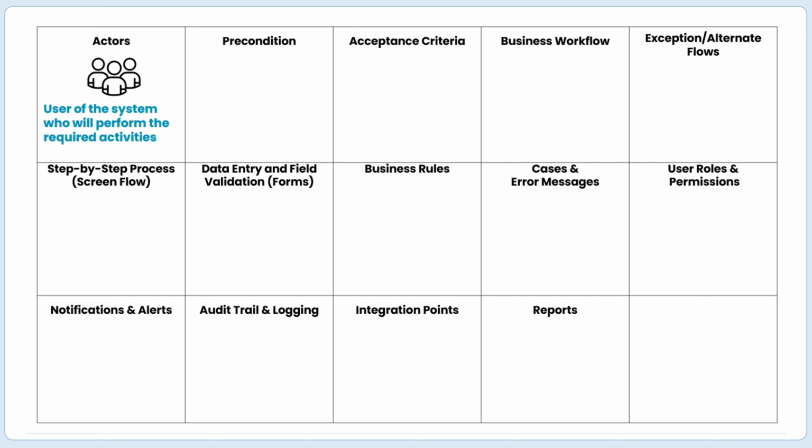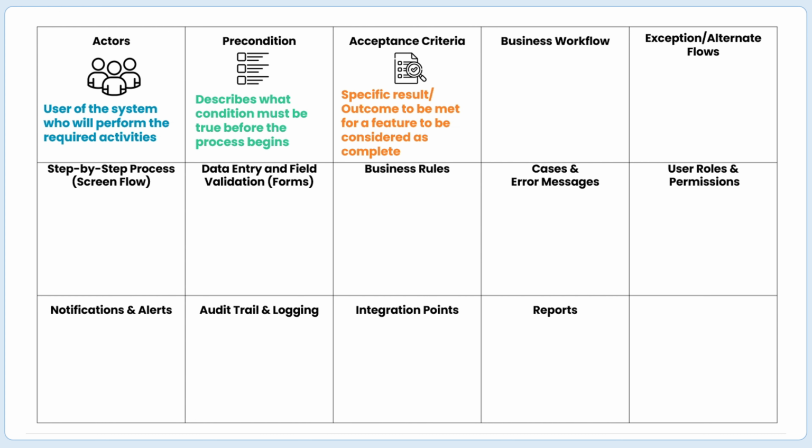Next, we have precondition. Precondition describes what condition must be true before the process begins. For example, customers must be logged in to buy the product, or a customer can order a maximum of 10 units per item. Next, we have the acceptance criteria. These are the specific conditions to be met for a feature to be considered complete. The testing team will check the acceptance criteria during the testing activity and confirm if the feature is complete.